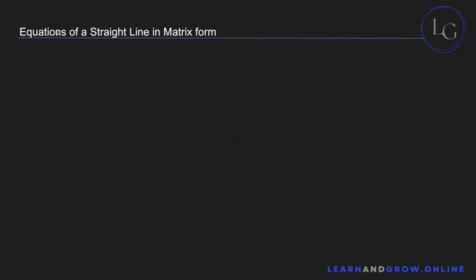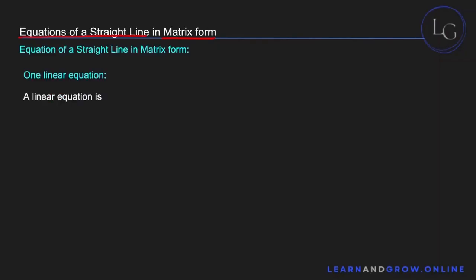Now let's see how you can write equations of a straight line in matrix form, right? Let's look at one linear equation first. This is the general equation of a line. Let's see how you can represent this in matrix form. First, what you must do is convert this into this form: Ax plus By is equal to minus C.